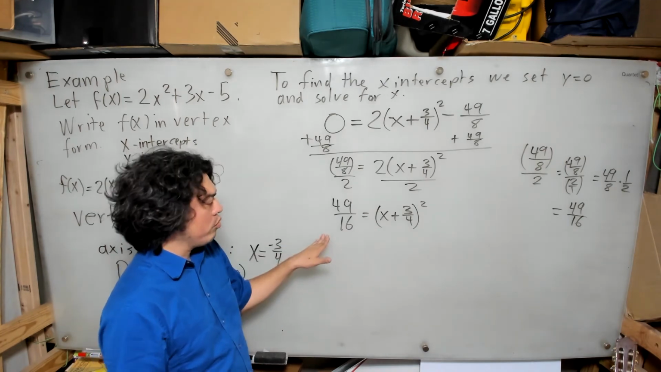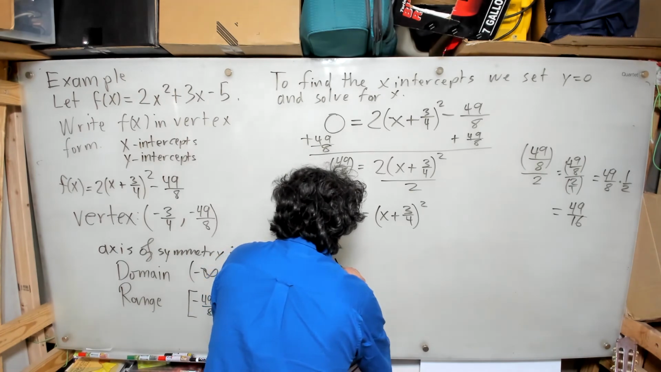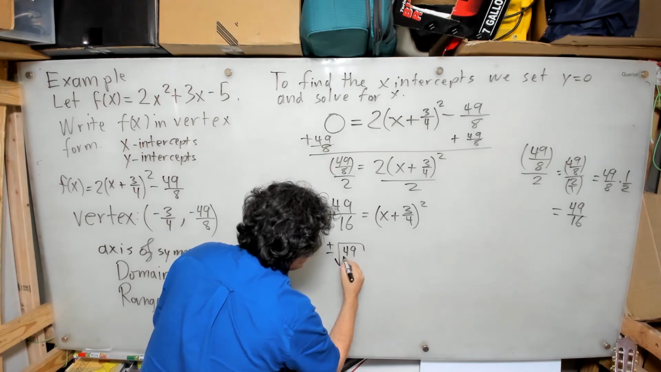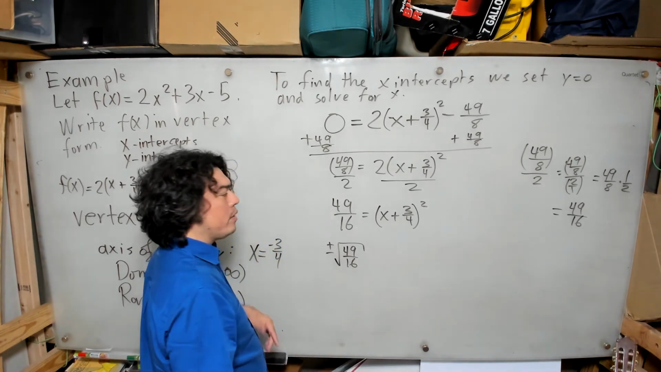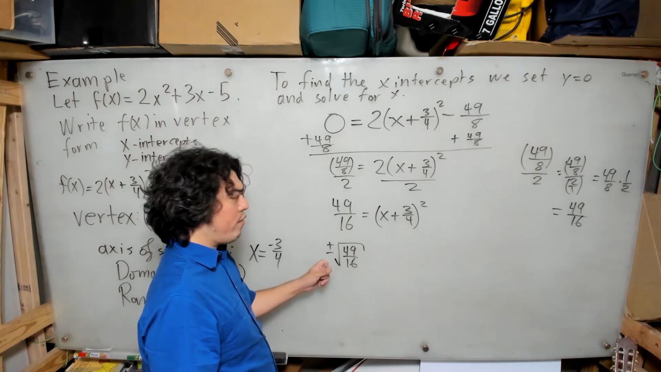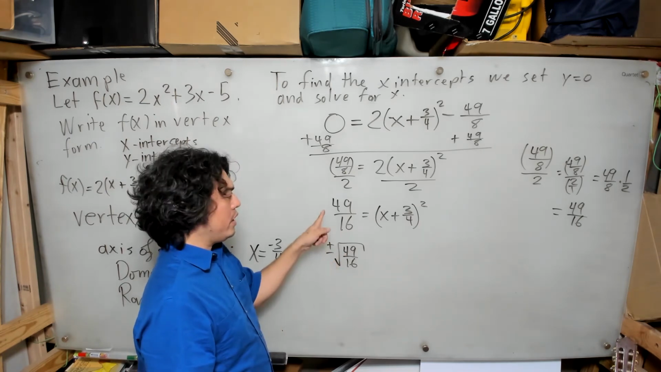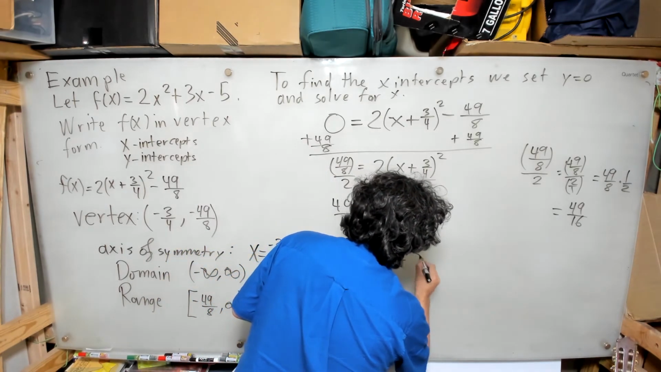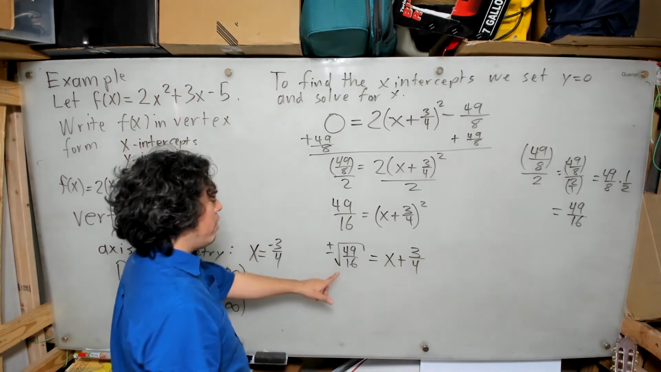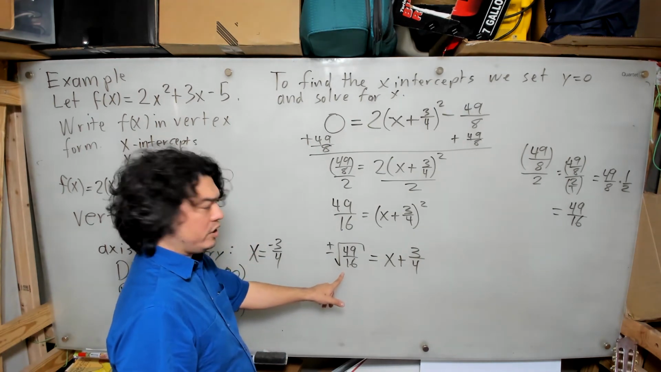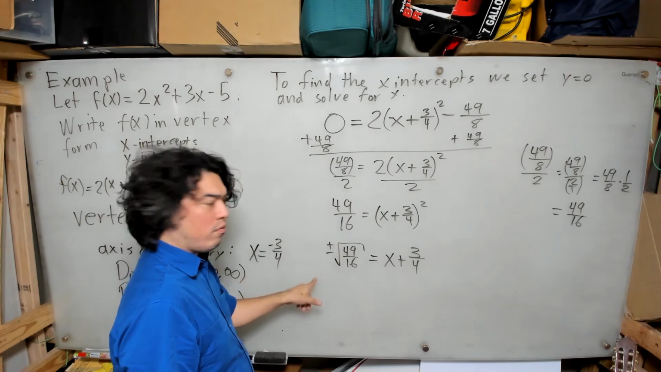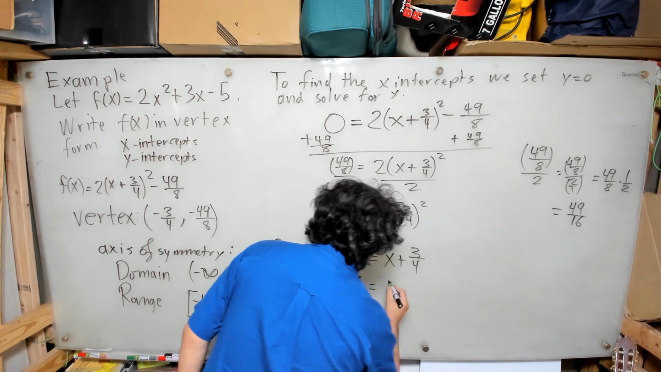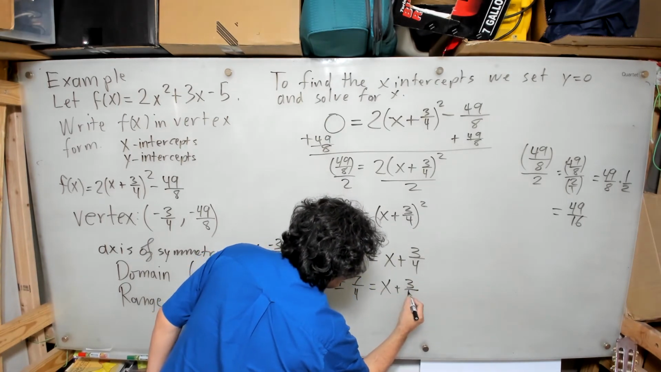So now I'm going to take the square root of both sides. When I take the square root of the left-hand side, I'm going to affix the plus minus because I know that if I take the positive square root or the negative square root, when I square it, I'm going to get the positive 49/16. That's going to equal my x plus 3/4. Now the plus minus square root of 49/16 will be plus minus 7/4. And that's going to equal my x plus my 3/4.